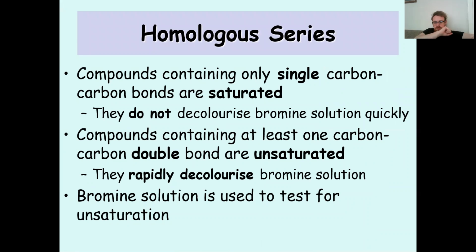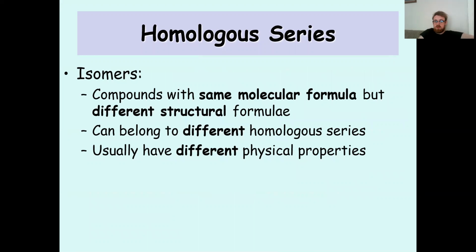Compounds containing at least one carbon-to-carbon double bond are unsaturated. Remember, the way I describe it is that it's not saturated with hydrogen. There is space to fit more hydrogen on that molecule. That's why it's unsaturated. And they do rapidly decolorize bromine solution. That's because bromine solution is used for the test for unsaturation. It goes from brown to colorless if it comes into contact with an unsaturated compound.